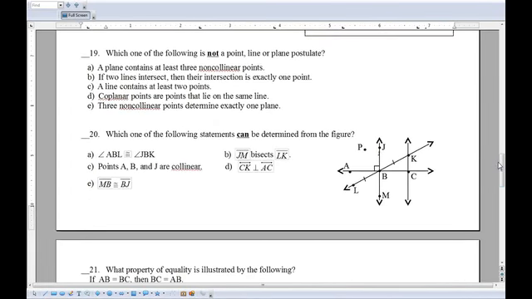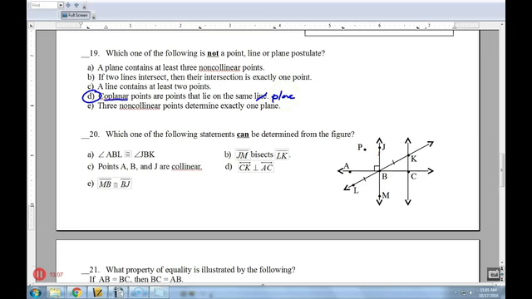to number 19. Which one of the following is not one of the point-line-plane postulates? I believe this was in section 2.3. A plane contains at least 3 non-collinear points. That is in there. If 2 lines intersect, their intersection is exactly 1 point. Yes. A line contains at least 2 points. That is correct. Coplanar points are points that lie on the same line. This is not correct. Coplanar points are points that lie on the same plane. So that's the error in that one. Or they could have said collinear, not coplanar.